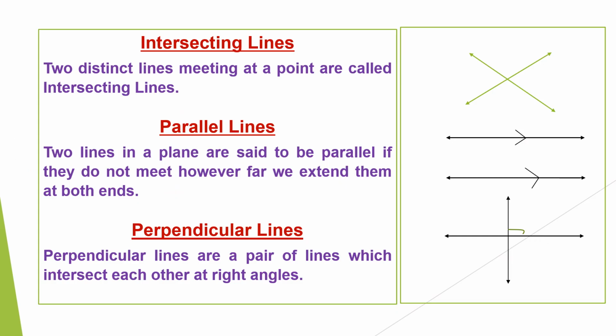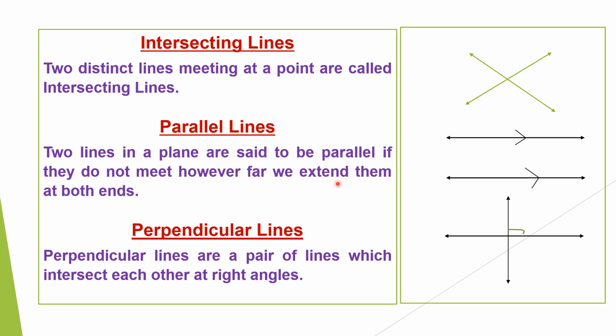Before going into answers to various questions, let me recall briefly the fundamentals of the chapter, which will help you understand the answers readily and clearly. First one is the intersecting lines. Two distinct lines meeting at a point are called intersecting lines, but the properties related to this are important. There are two pairs of vertically opposite angles. These are equal. This is equal to this angle and this angle equal to this angle.